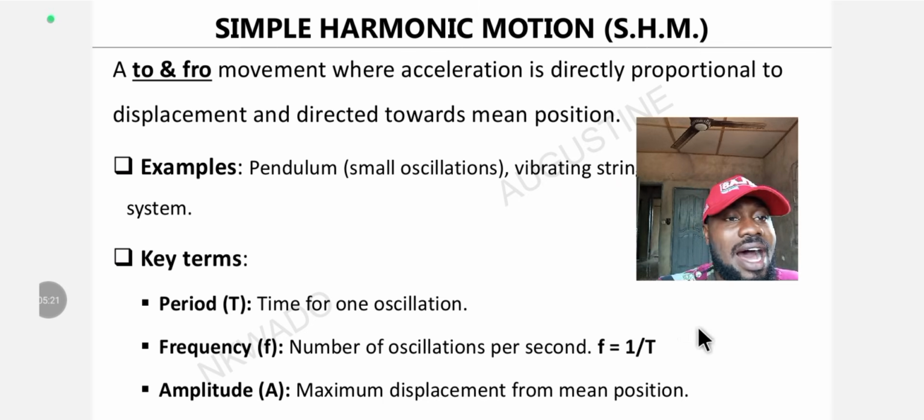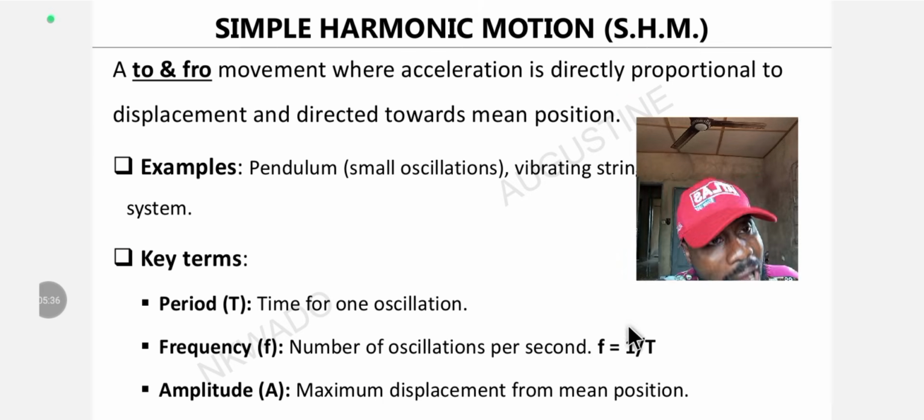So that's it. And remember, since frequency is the oscillation per second, the formula will be f is equal to 1 over time. Remember, time signifies the second. Second is time. So 1 over time. Okay, that's the formula of frequency. f is equal to 1 over T.